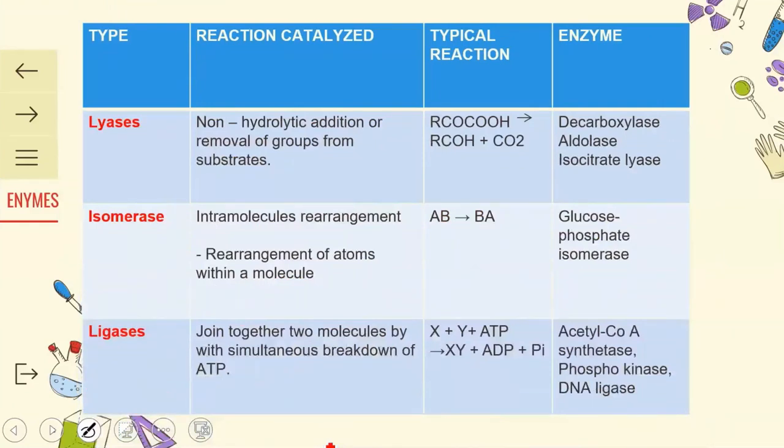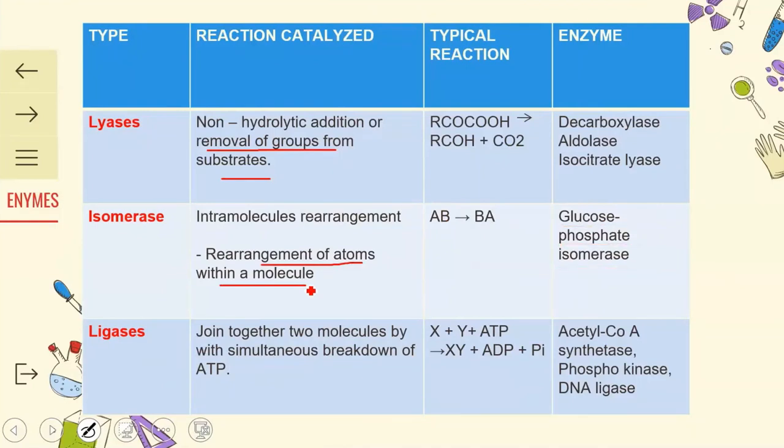Lyase means non-hydrolytic addition or removal of groups from substrates. Examples of these enzymes are decarboxylase, aldolase, and isocitrate lyase. Isomerase involves intramolecular rearrangement, meaning the rearrangement of atoms within a molecule. An example of these enzymes is glucose phosphate isomerase.